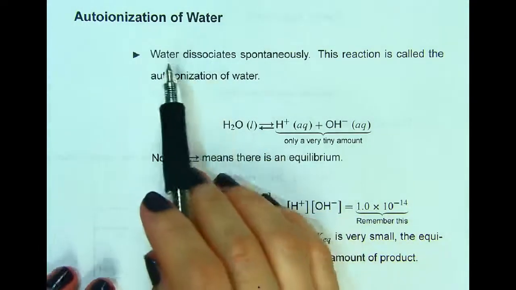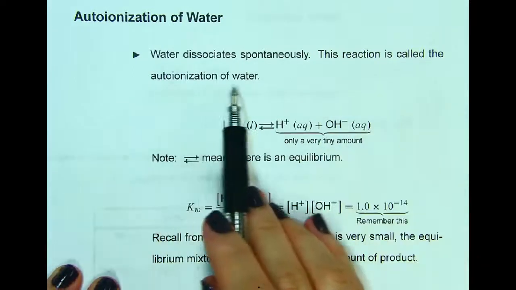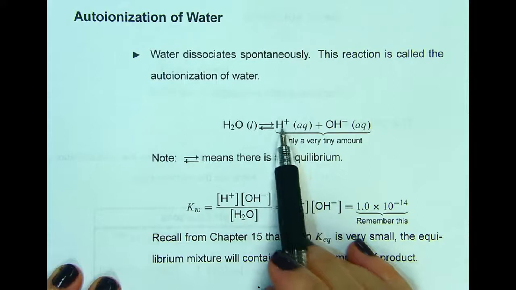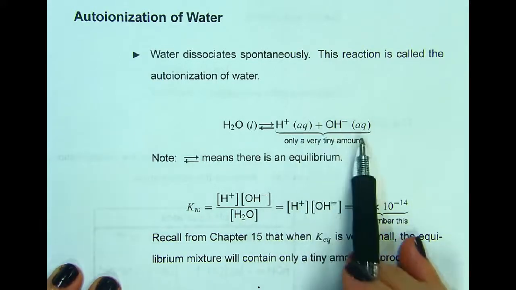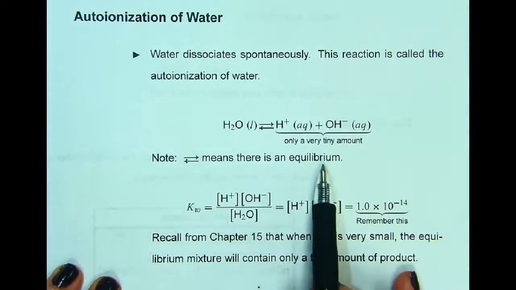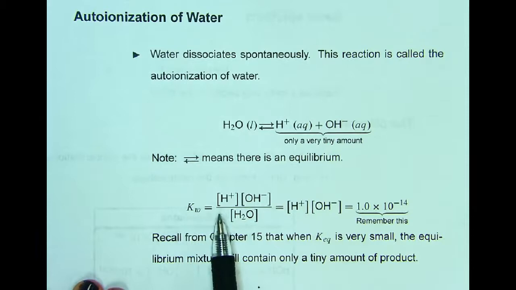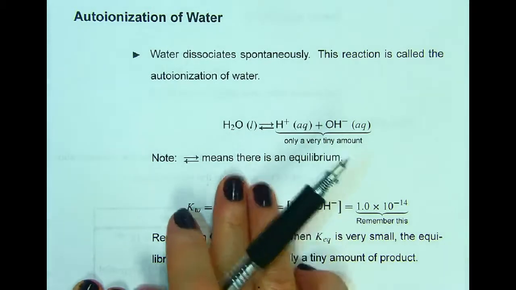Auto-ionization of water. Water dissociates spontaneously. This reaction is called the auto-ionization of water, where you have a water molecule and it ionizes into hydrogen and hydroxide ions, but only a very tiny amount. Note it's in equilibrium. So here, the equilibrium constant K is equal to the hydronium times the hydroxide.